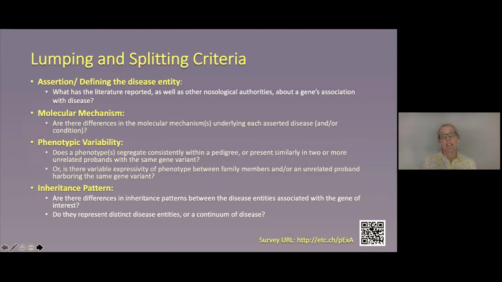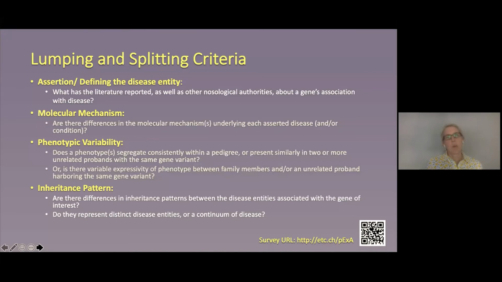So as we said, we did develop some criteria for us to be able to determine what is the most appropriate disease entity, again, when we know those genes have several different phenotypes that are asserted in the literature or features. And so the first one that we really want to look at is the assertions, or what are the current definitions of that disease entity for that gene.